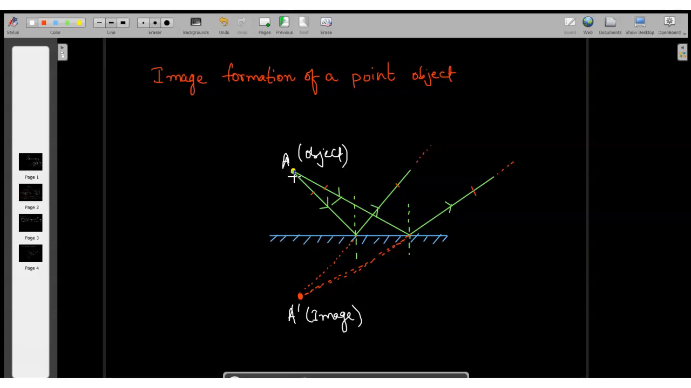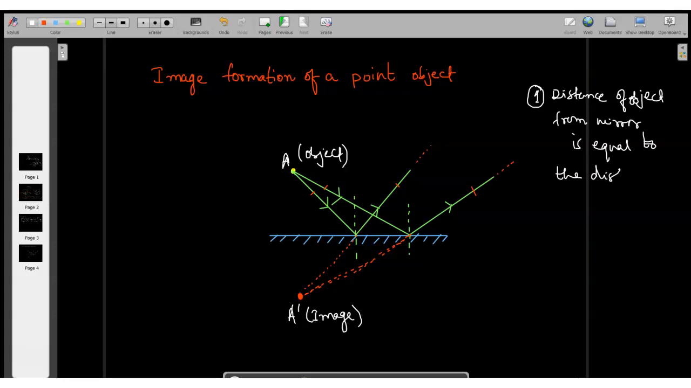You see, the distance of the object from the mirror is equal to the distance of the image from the mirror. So property number one, whenever an image is formed from a plane mirror, the distance of the object from the mirror is equal to the distance of the image from the mirror.